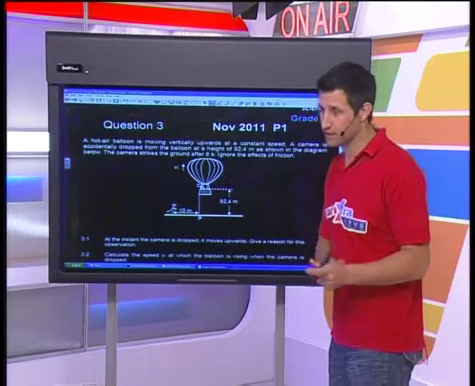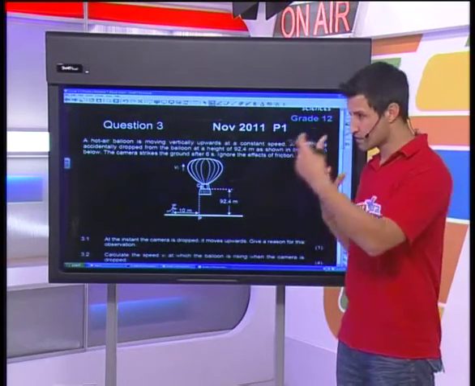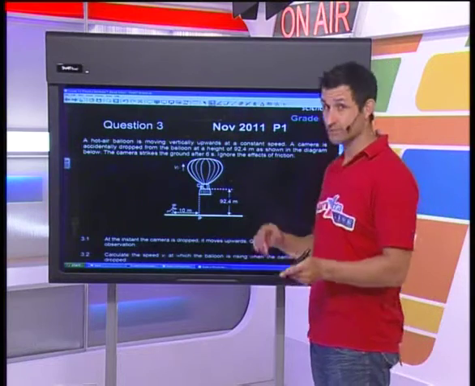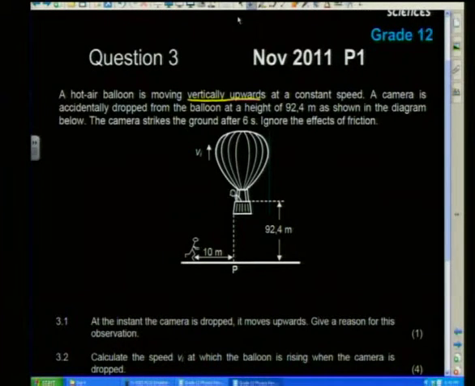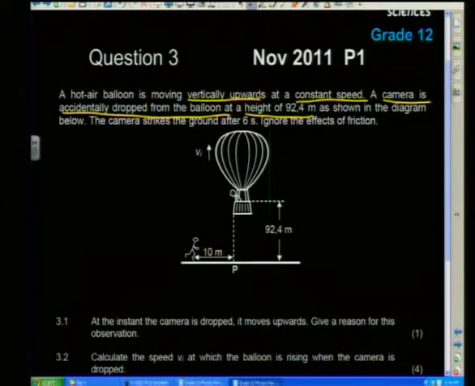Okay, so now watch carefully. The reason they like it so much is because there's a problem in the thinking that people have got. The classic question goes as such. I've got a hot air balloon moving vertically upwards at a constant speed. That's pretty important as well. A camera is accidentally dropped from the balloon. Now this is where people really fall apart. It's accidentally dropped from the balloon, from a height of 92.4 meters, as shown in the diagram. The camera strikes the ground after 6 seconds. Ignore the effects of friction.